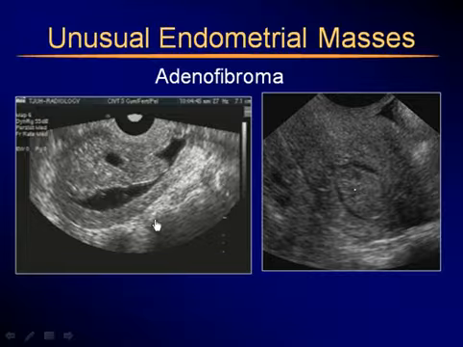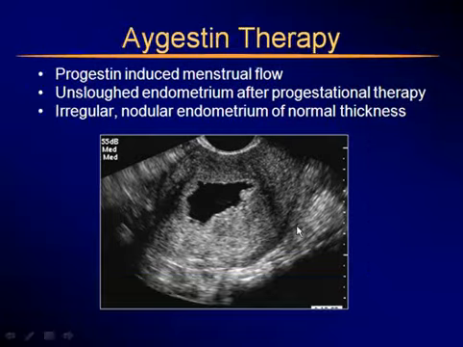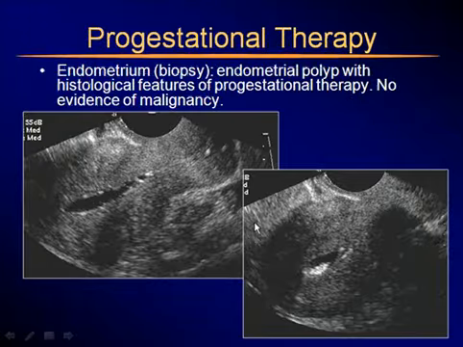Another patient with an unusual mass after surgical removal. This was an adenofibroma. Another case here looks almost kind of like a fibroid. Here's a cavity that has little tiny irregularities along the margin of the wall. Biopsy showed that this was unsloughed endometrium related to progestational therapy, and this patient was put on progestin. So we have a little nodular, irregular endometrial thickening in this patient.